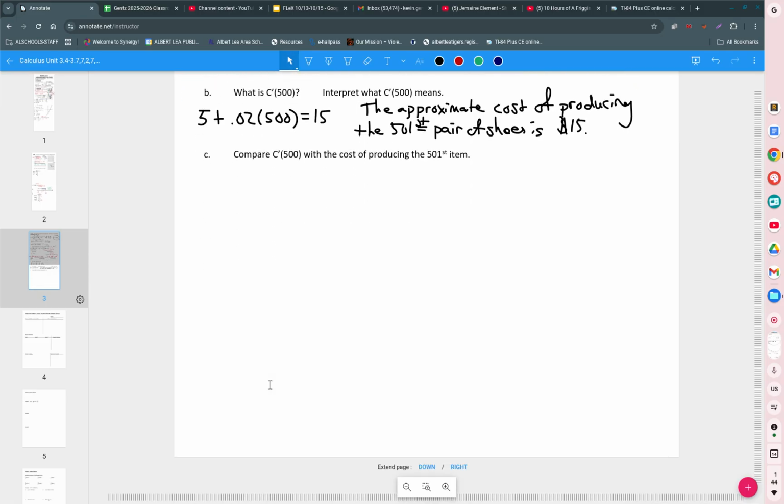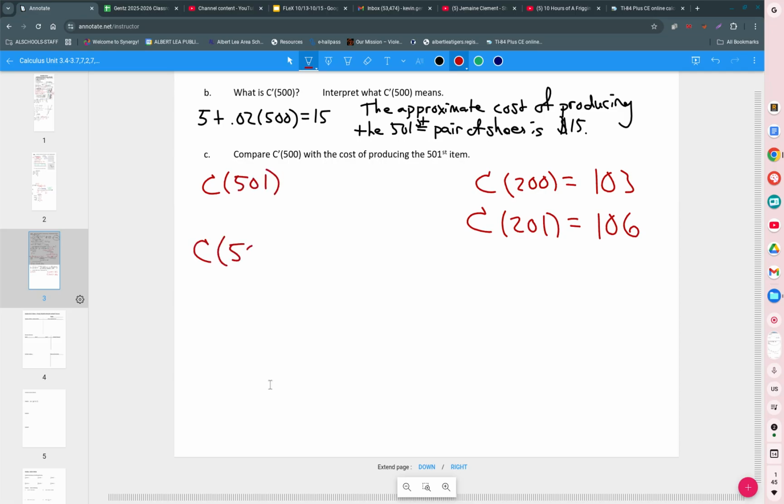Compare C prime of 500 with the actual cost of producing the 501st item. So what does that mean? Well, what it means is this. Suppose that the cost of producing 200 items was equal to $103. And suppose that the cost of producing 201 items was $106. Then how much did it actually cost to produce that 201st item? It cost $3, right? So we're going to find the total cost of 501 items and the total cost of 500 items and subtract those to see what the actual cost is.